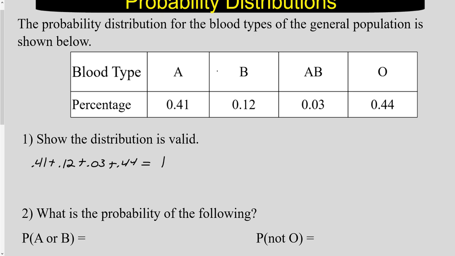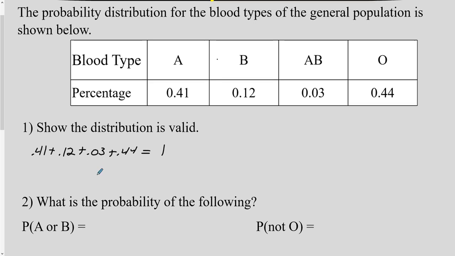I would want to know, well, what is the blood type of the other 3% or whatever the difference is? So if you add up 41, 12, 3, and 44, you will get 100%, which is exactly what we want. Okay, so let's look at the questions. What is the probability of each of the following? Probability of type A or type B.